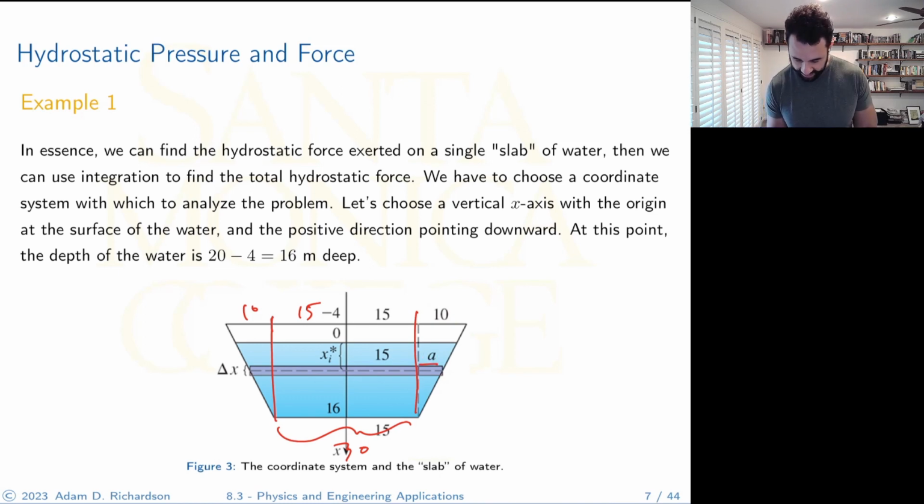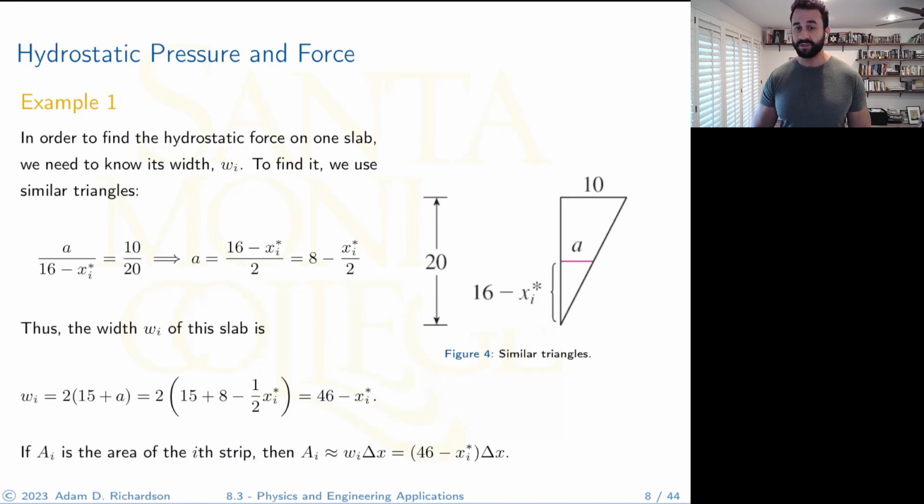We don't know A, and A is this length right here, and A depends on x sub i star. So we need to find a formula for A in terms of x sub i star, which is our depth. Using similar triangles again, we get this relationship, that this ratio, this over this, is equal to this over this. That's this equation right here, and that's the result from geometry about similar triangles. Now, from this equation, we can solve for A, and we get that A is equal to this, which we can then simplify to be this formula right here. Great, so now we know what A is, and so now we can determine the width of that slab.